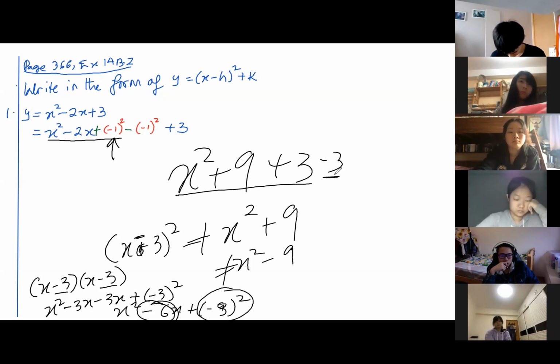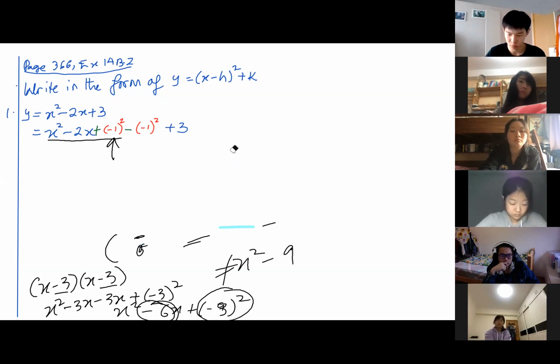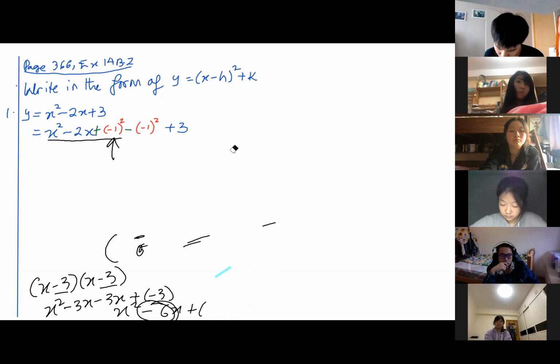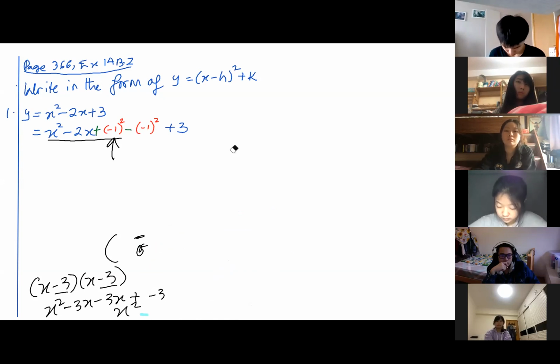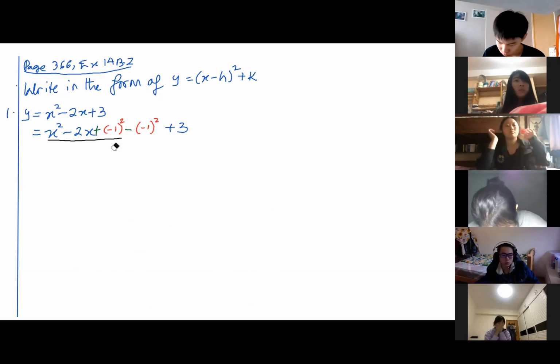Okay, so that's the purpose of adding and subtracting. It's because we don't want to change what we have. You're not meant to change the question, but you need to add something to achieve your aim. So whatever you add, you subtract it immediately. It's like having an antidote for something.